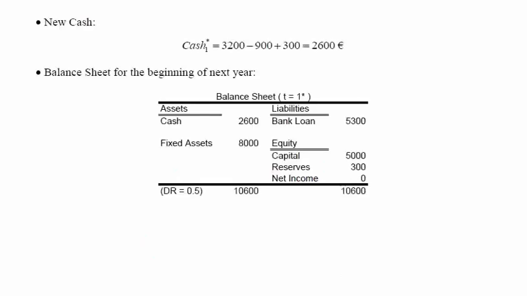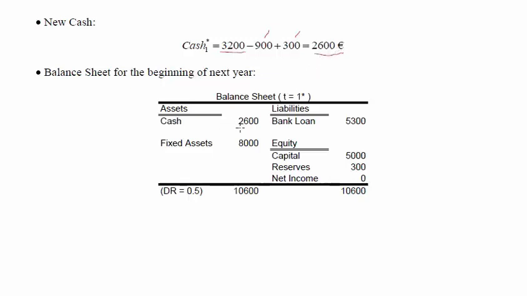Now, with these results, we can update the balance sheet for the beginning of the next year. So we start with cash. We saw that in the end of last year we have this amount in cash, 3,200 euros. Then we distributed 900 euros through dividends. We get a new loan of 300 euros. So what is there in cash for the beginning of next year is 2,600 euros.